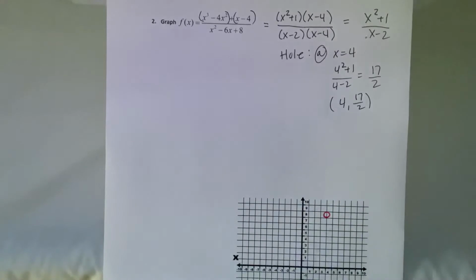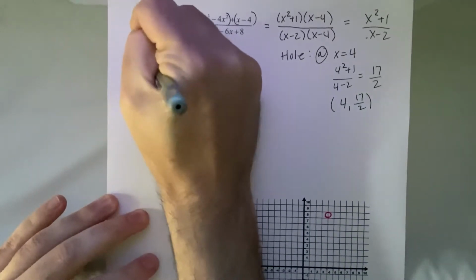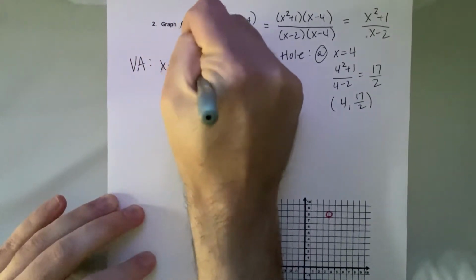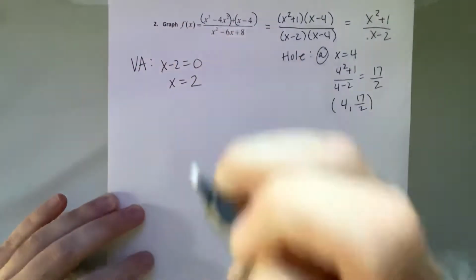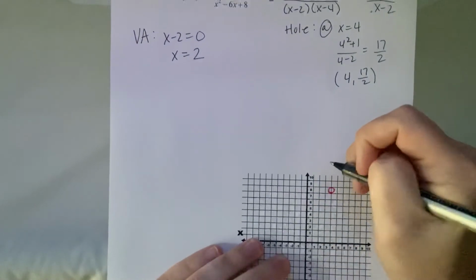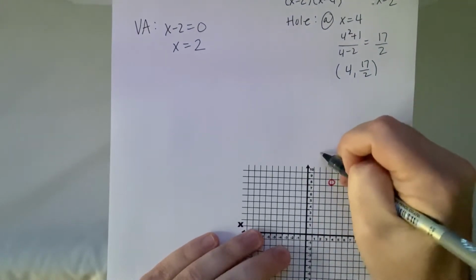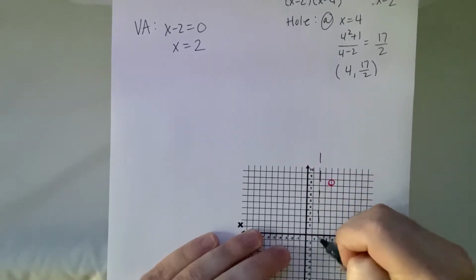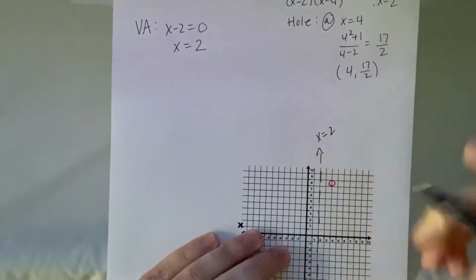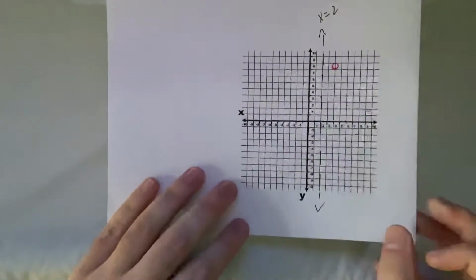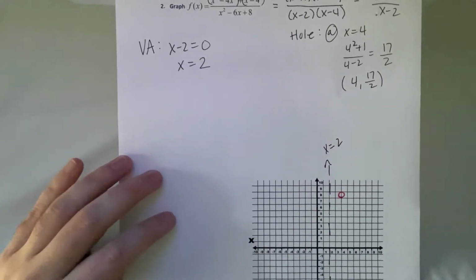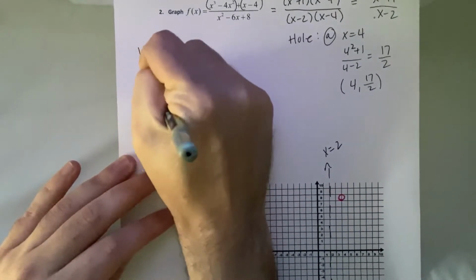So what's remaining in our denominator here? We have a vertical asymptote. It's x minus 2 equals 0, so x equals 2. So we go to find 2, and we make a vertical dotted line down here. I know it's hard to see, but this is x equals 2. And here it's going up and down all the way. Okay, what's left? Horizontal or slant?